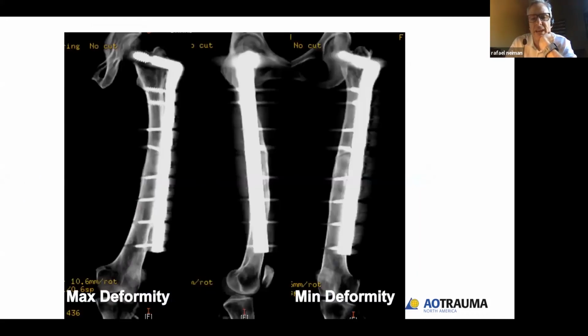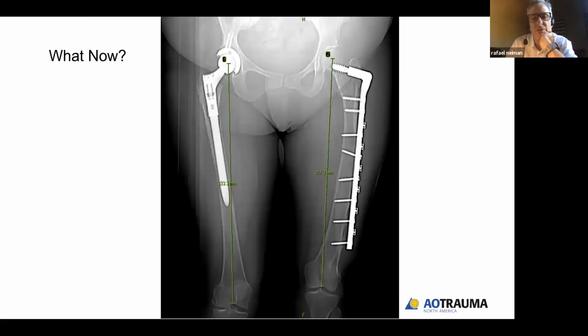I got a CT scan just to understand this deformity a little bit better. I'm only showing you this to appreciate the maximum deformity, not in the coronal and sagittal planes, but she has a high degree of deformity to the femur consistent with her fibrous dysplasia.